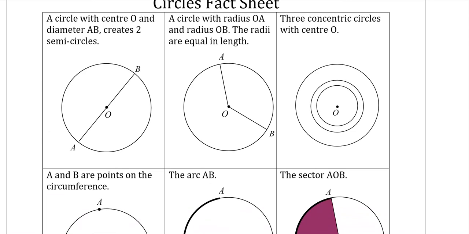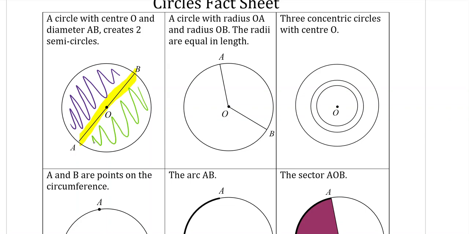This first one, a circle that has a center of O and a diameter of AB, so that's my diameter, creates 2 semicircles. I would have one semicircle, so half a circle on this side and half a circle on that side. So there's probably 2 words in there that you need to know. We have a diameter, which is going from one side to the other, and we have the semicircles for each half. A circle with a radius of OA, so that's the radius there, and OB, those radii, when it's plural, we say radii, are equal length. So no matter where you draw the radius, it's always the same no matter where you go in the circle.